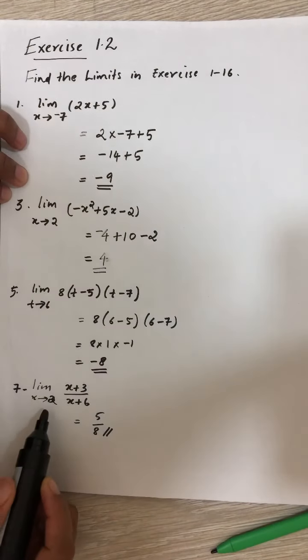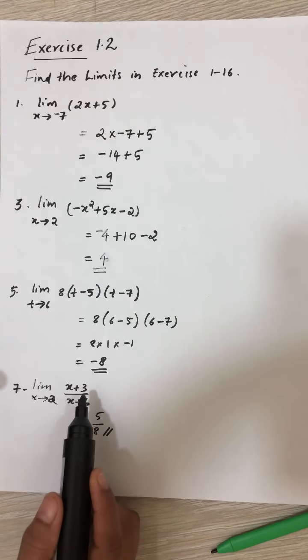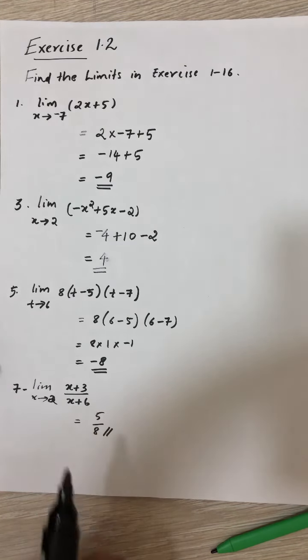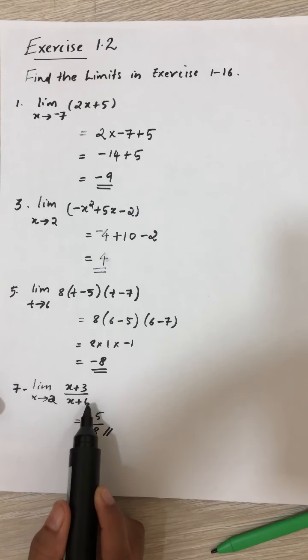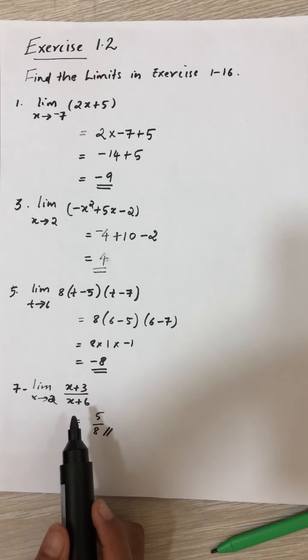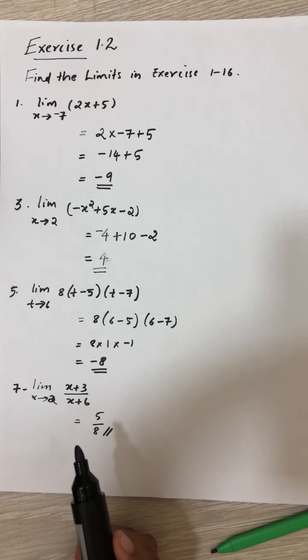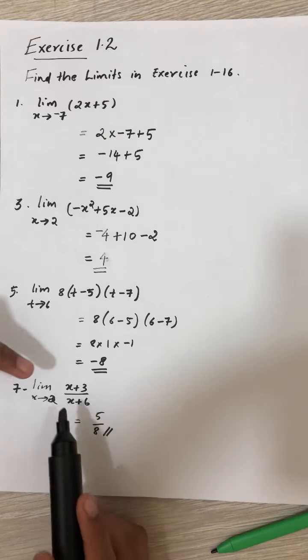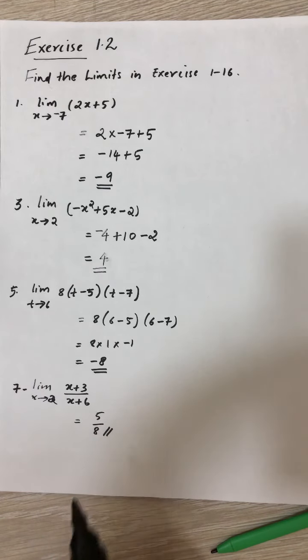Next question is limit x tends to 2, x plus 3 by x plus 6. This is a rational function. We have to look whether the limit of the denominator is 0 here. 2 plus 6, 8, not equal to 0. So we can apply the second theorem, that is, limit of the rational function can be found by substitution. Here just substituting, 2 plus 3 is 5 and 2 plus 6 is 8. 5 by 8.